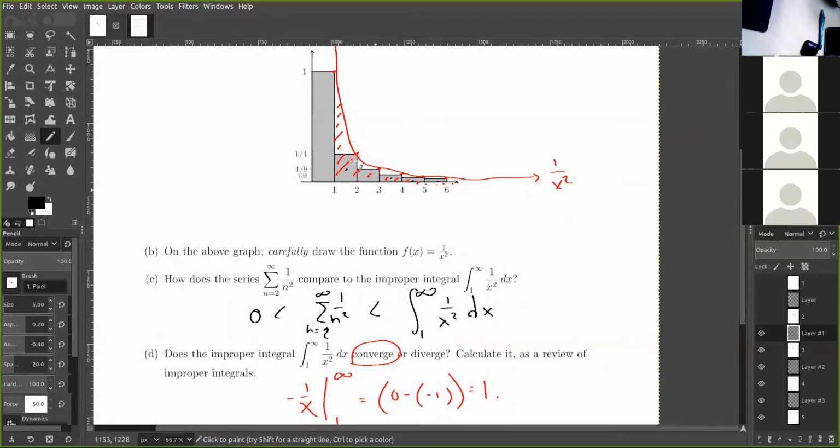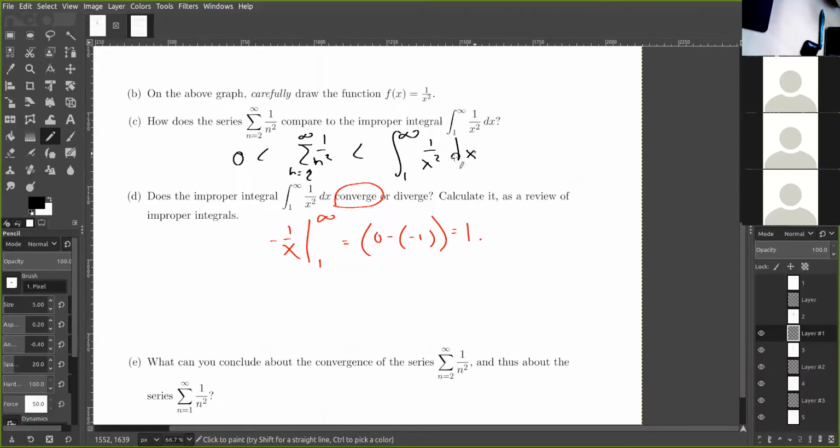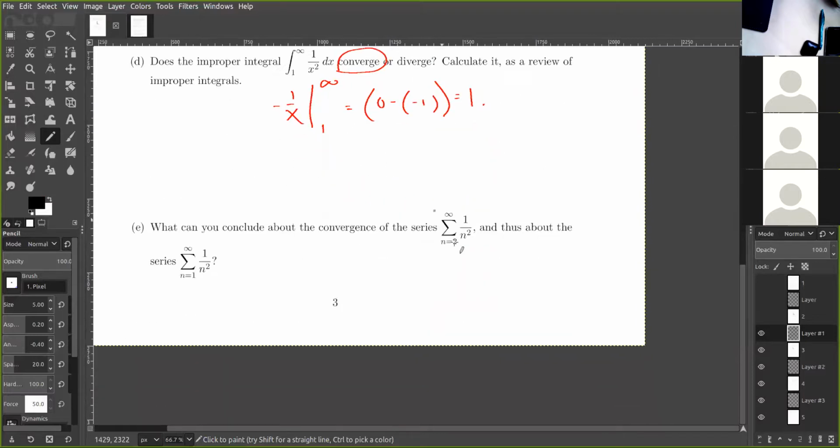So the integral from 1 to infinity is going to be compared with this sum now starting at 2, because we're starting with this block here. And so I know that at least this series converges.